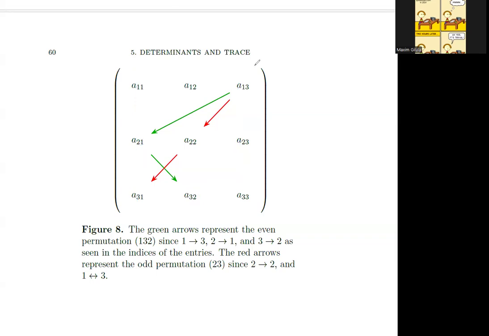For the red path, start at A13. Okay, and then go to A22. Now we use this column. Now there's a unique entry left. So here, there were a few entries at this point. We could have gone to A21 or A22. And the green one goes to A21, the red one goes to A22. And these last two are uniquely determined for both of them.